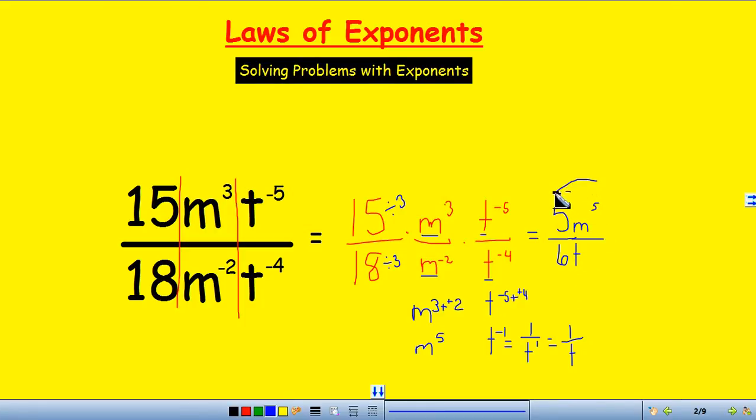So this leaves us with our final answer of 5 times m to the 5th power divided by 6 times t. So this was lesson 3 of our laws of exponents.